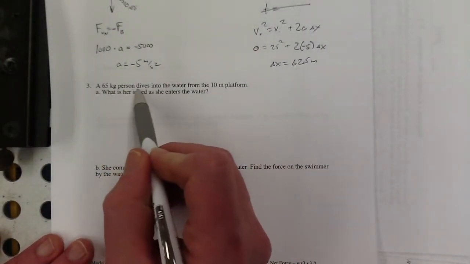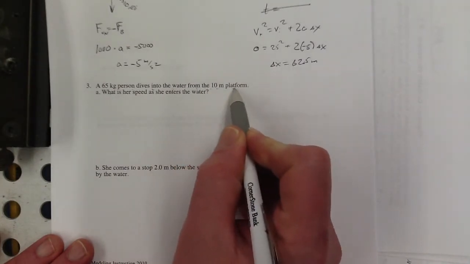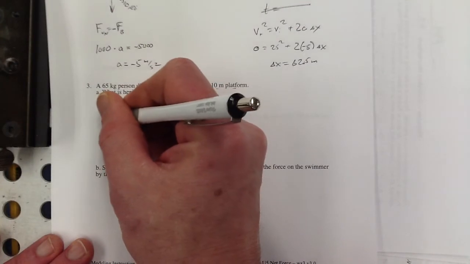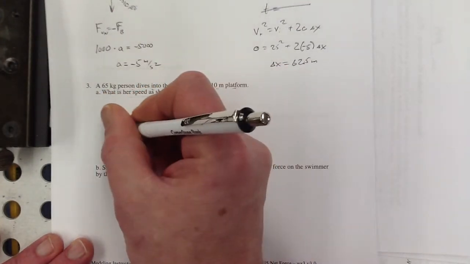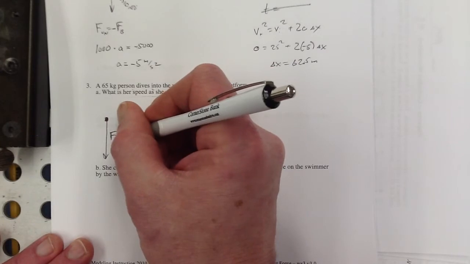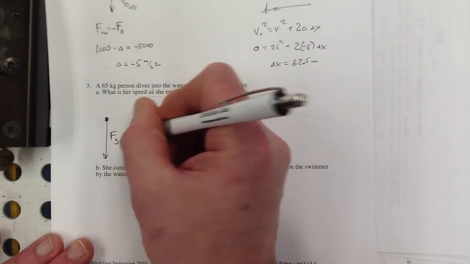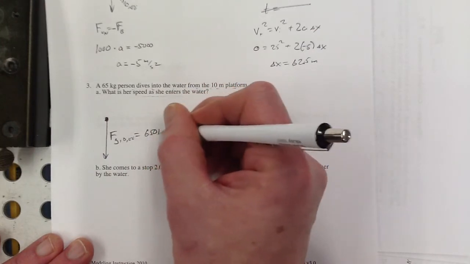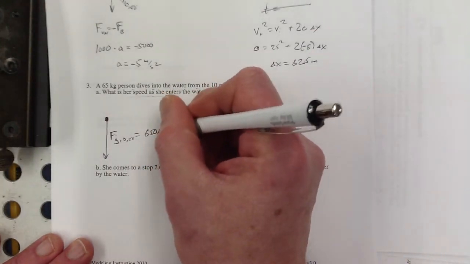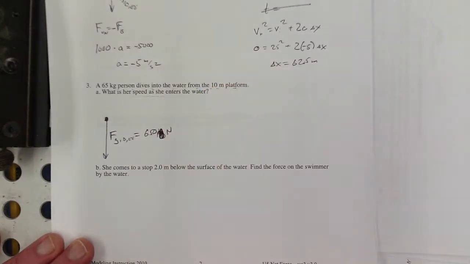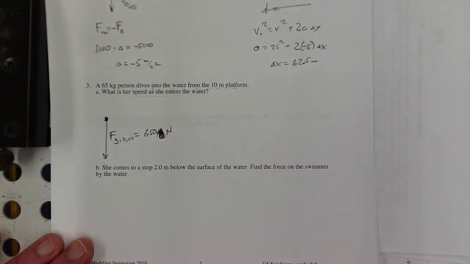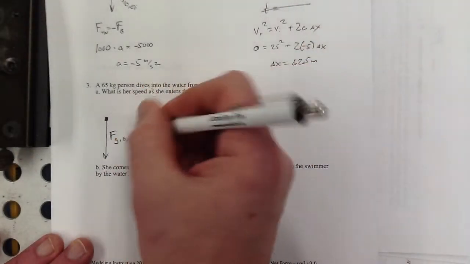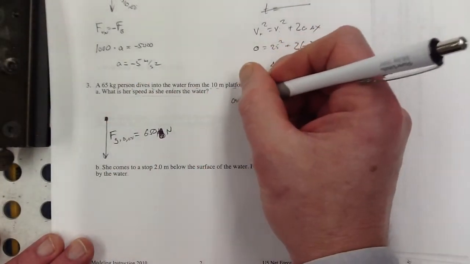A 65-kilogram person dives into the water from the 10-meter platform. What's her speed as she enters the water? So when she's just free-falling toward the water, we've only got the force of gravity on the diver from the entire Earth, no other forces, and that's 650 newtons, right? What's her speed as she enters the water?